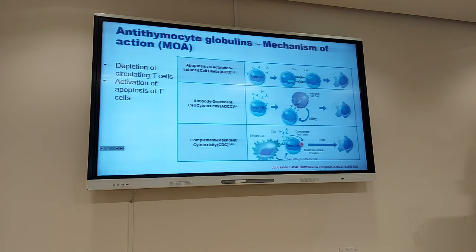So you don't need to go into the different mechanisms of action, but you need to know the different types of mechanism by which those drugs deplete the circulating T cells.